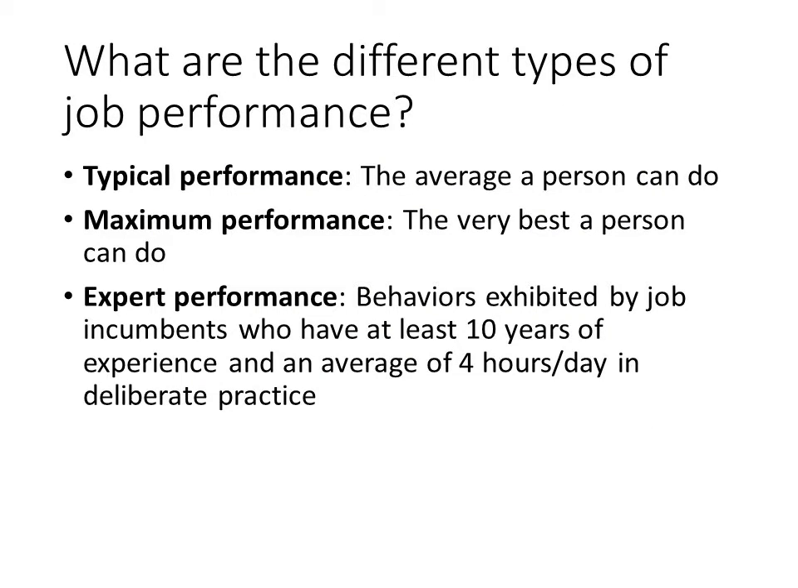In addition to identifying different types of job performance, we can also think of it in terms of maximum and typical performance. Typical performance is what a person can do on average. On a typical day, what does that person's performance look like? Maximum performance is what a person can do when they're trying their best, when they're putting the most effort in.